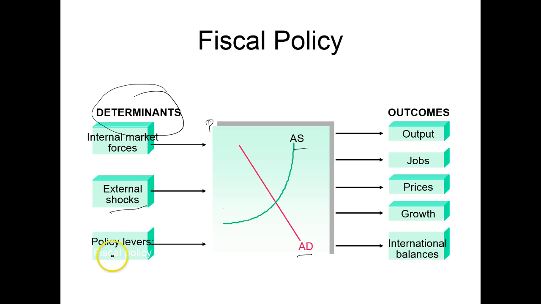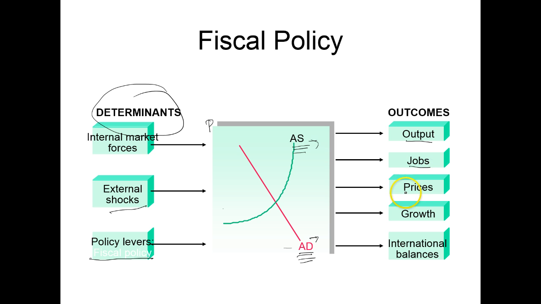And then policy levers. I'm sorry, this is in white here, this says fiscal policy. Either monetary or fiscal policy can be used to shift either the AD curve to the right or the AS curve to the right. Now, a policy that shifts the AD curve, we call that demand side policy. A fiscal or monetary policy that shifts the AS curve, we call that supply side policy. And when these curves shift, it changes the level of output, so outcomes change.